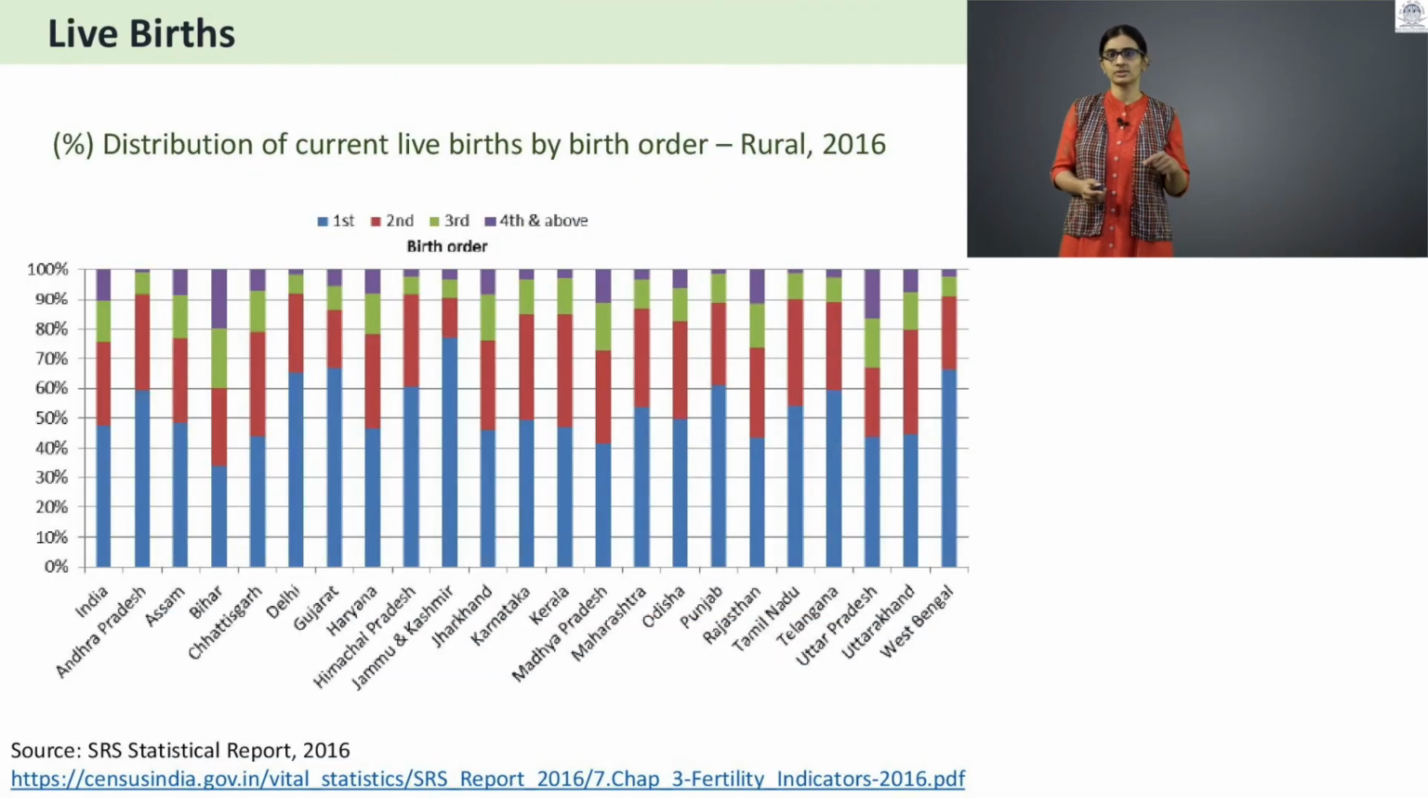This graph shows the percent distribution of live births by birth order, which means whether it was the first, second, third, fourth birth. And here we see that once again across different states we see the same pattern, which is that mostly the live births have been the first birth or the first child to the mother.